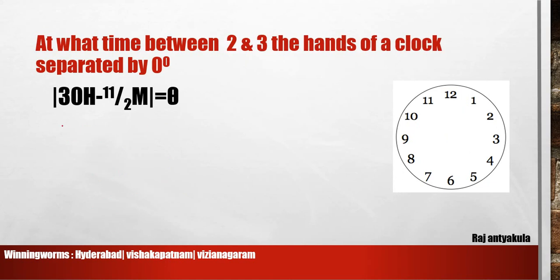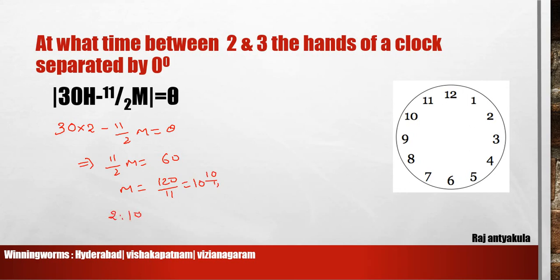Between 2 and 3 with the formula method, 30 into 2 minus 11 by 2 into m equals 0, which implies 11 by 2 into m equals 60. So m equals 120 by 11, which equals 10 by 11. At 2 10 10 by 11 the hands of a clock will coincide. Simple. At 2:10 the hands should meet. Simply 10, but due to that variance you are getting 10 by 11. So 2 10 10 by 11.